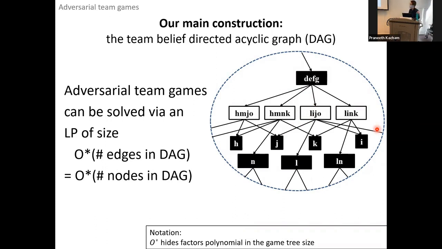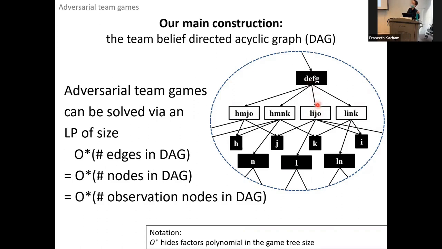So we're happy. And the number of nodes in the DAG is at most equal to the number of observation nodes in the DAG times some fudge factor. Why? Simply because the observation nodes are at most the number of belief nodes. Each observation node corresponds to 1 belief node at most. Okay, so our goal now is going to be to bound the number of observation nodes.